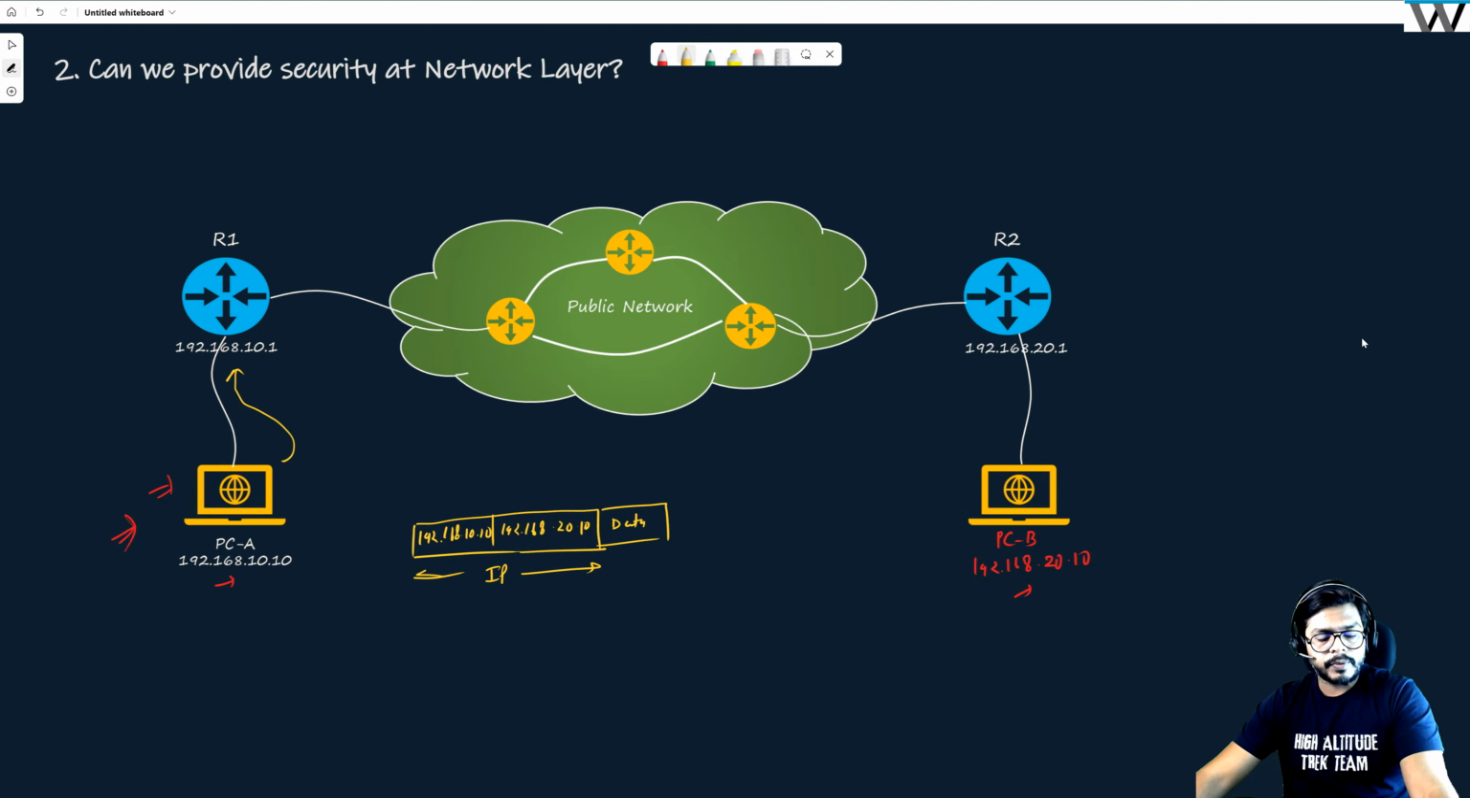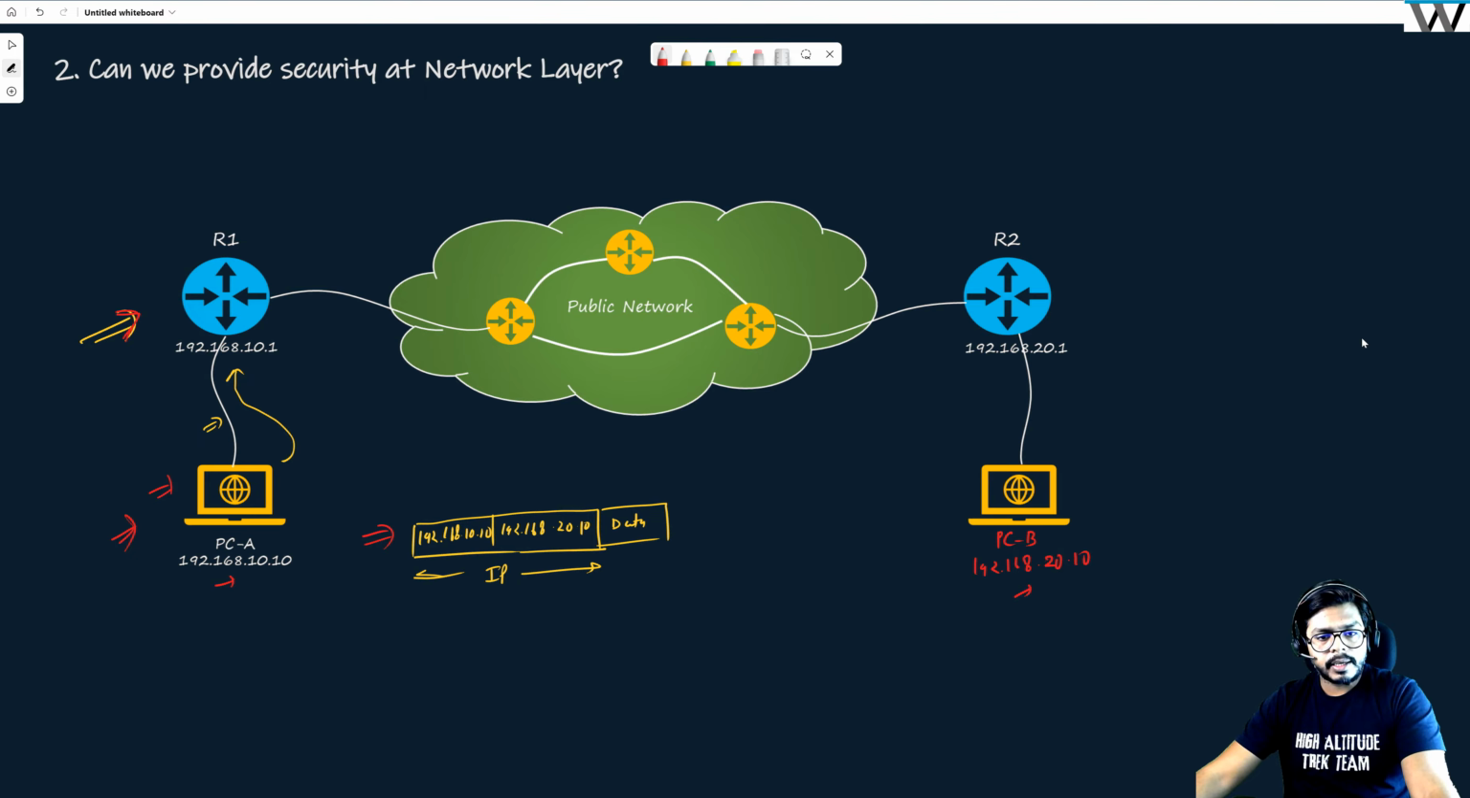And of course, if we want to send it over this wire, we need to put the layer 2 header, which we are not talking about. We are just talking about the IP packet. This IP packet reaches here.